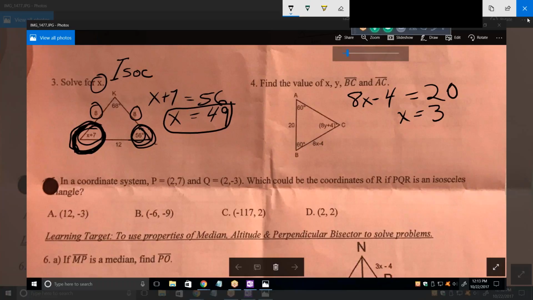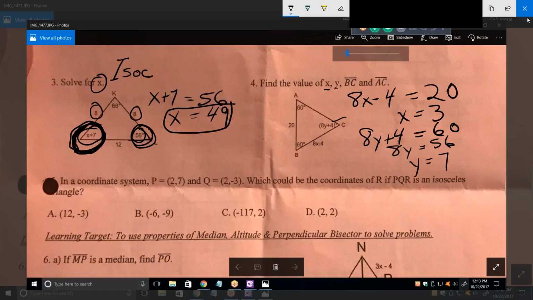Now find me an equation that relates y to some number. 8y plus 4 equals 60. Solve that. So 60 minus 4 is 56, and that would be 7, because 7 times 8 is 56. Okay, so now we've solved for x and y, which they wanted.